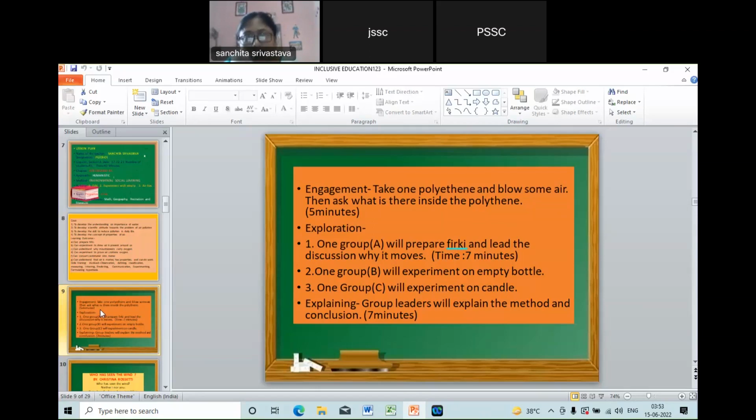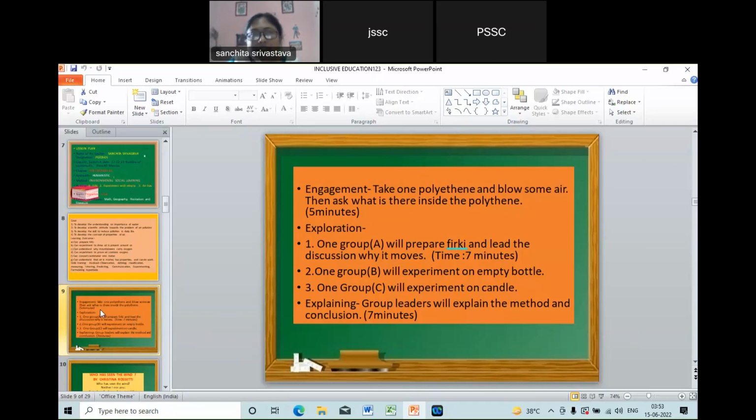Okay. So next, in the 45 minutes, you give 7 minutes to engagement. Next, the second part, you come to exploration. Now for that 7 minutes, what will you do? You divide the classroom into groups. To one group you ask how you can prepare a firki, and lead the discussion, why does it move? So they'll give you an answer in their own way. Group B, you tell them to experiment with empty bottles. So what are the outcomes? And group C, you give experimentation with a candle.